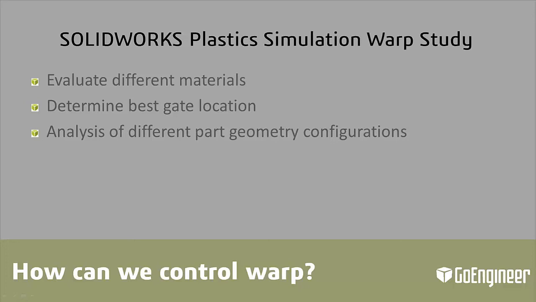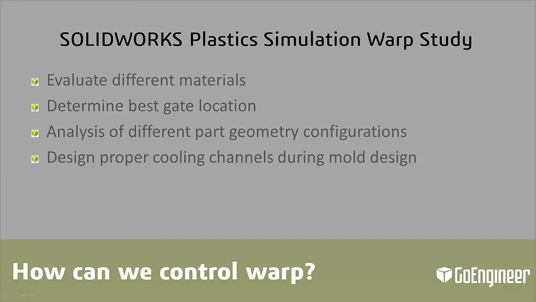And finally, if we design proper cooling channels during your mold design, we're also able to analyze those within the SOLIDWORKS Plastics software as well. So we can run a cool study along with the warp study and get the results that will identify areas that could cause non-uniform shrinkage. So we'll be able to see hot spots in the mold where you can modify your water lines to cover those areas better. You can add bubblers or different water channels as well and simulate that in the software.